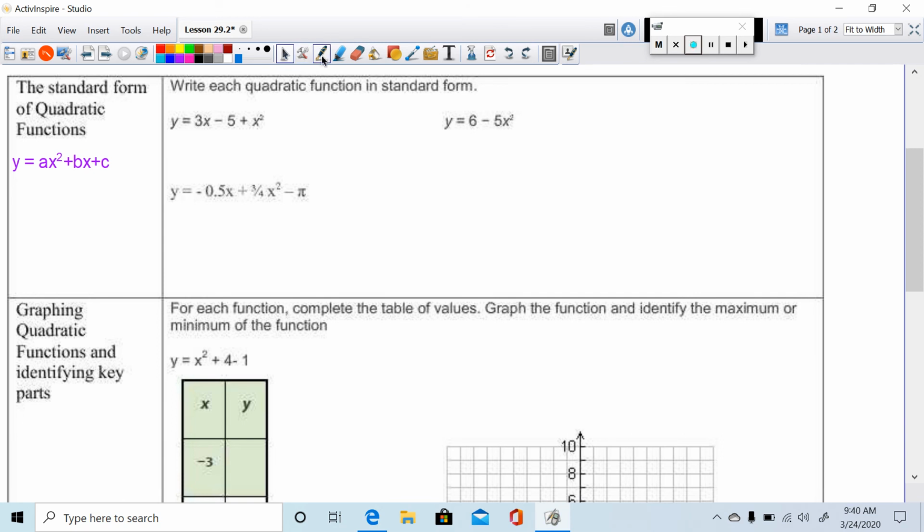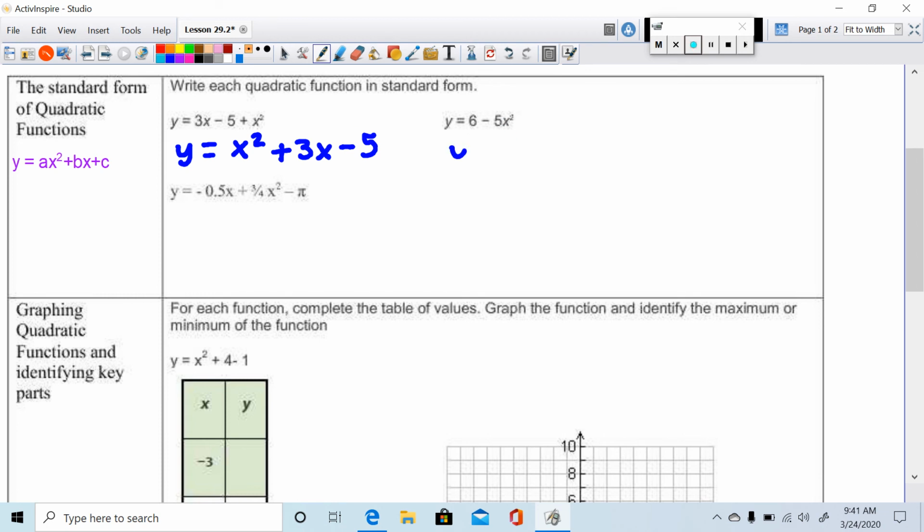All you have to do is just write y equals. Now you want to start with the squared term, so it's x squared. And then the x term is a positive 3x. Remember, if there's no sign in front of it, it's a positive. And then the constant is a negative 5. So that's how you do that one. That's the answer to that one.